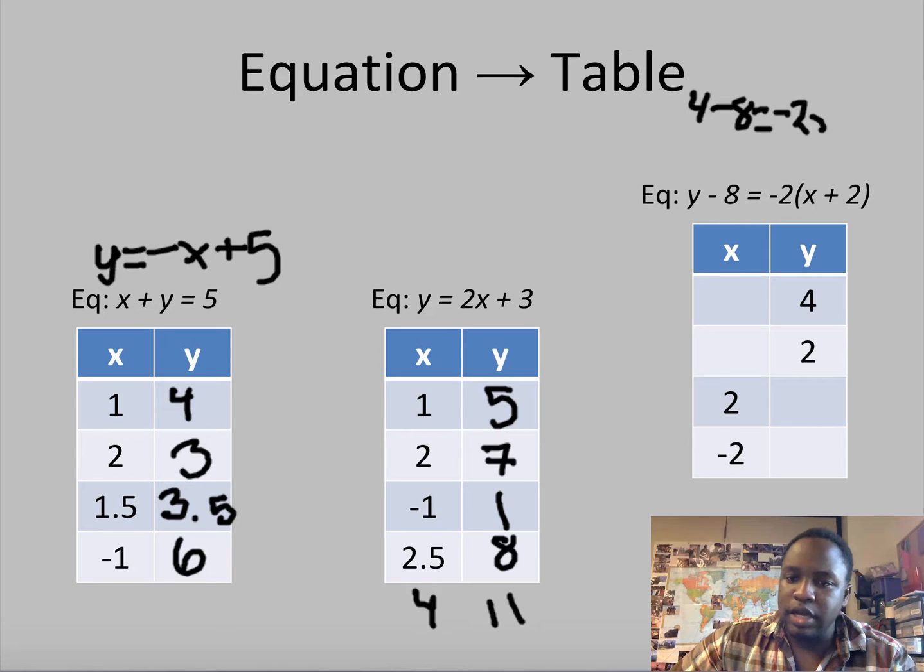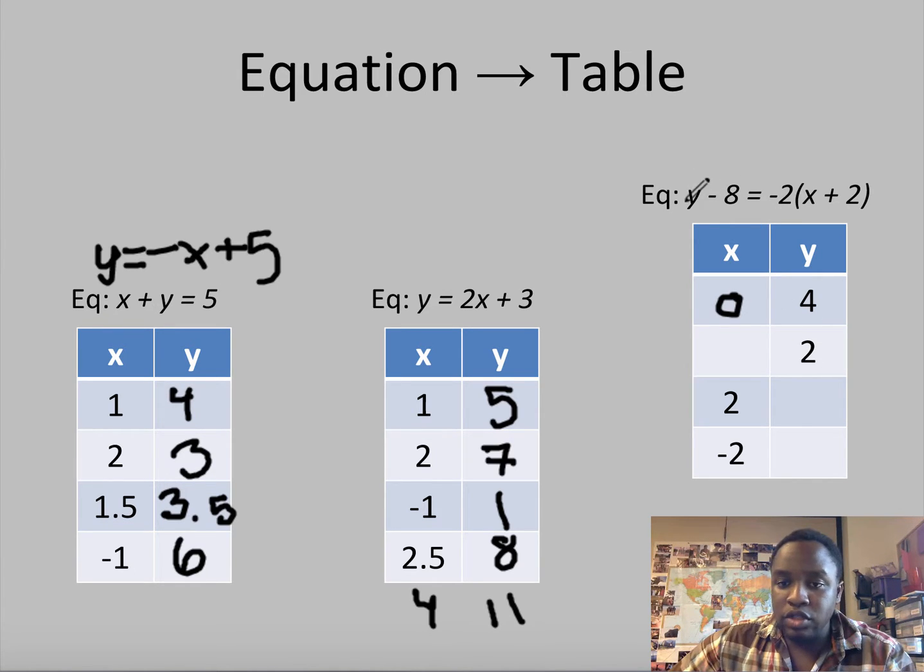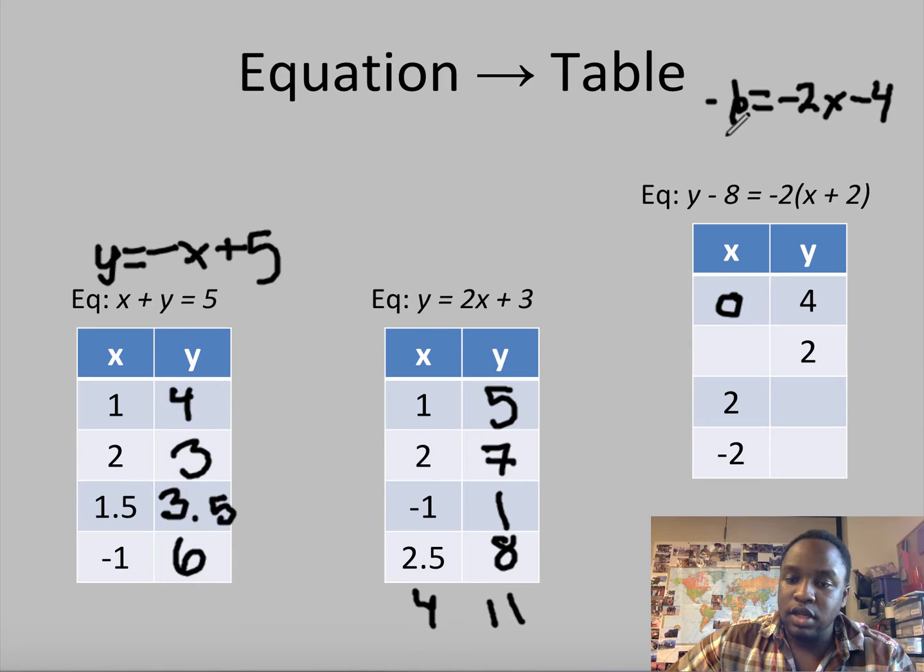Now let's, oops, I took away the 0 that was there. Let me bring that back. So we now have 0. Let's say we put in 2. So 2 minus 8 is negative 6. So we have negative 6 equals negative 2x minus 4. We add 4 to both sides. So we get 2 equals negative 2x. And then divide by negative 2 on both sides, and we'll get that x is equal to negative 1.